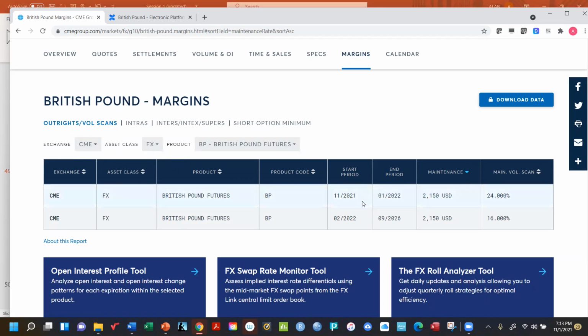Actually, no, that's very strange. This is the maintenance margin. This is the minimum amount that you can keep in your account. The initial margin is probably higher than that. Well, I'm surprised that it's not listed here. Let's say the initial margin is $3,000. That means you have to start with $3,000. And if your position falls below $2,150, that means you have to put up more money.